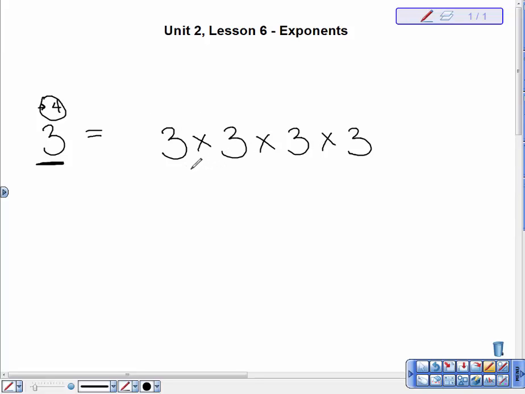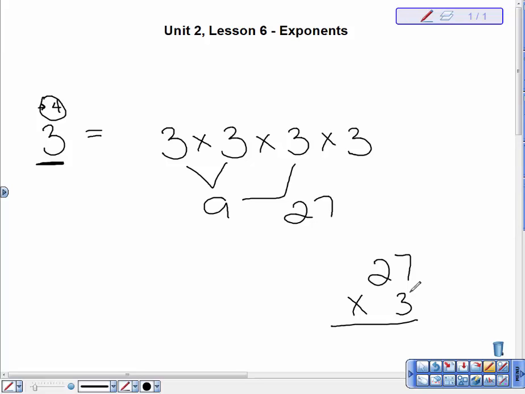I'm just going to multiply them normally. 3 times 3 is 9. 9 times 3 is 27. And then if I do 27 times 3, because we don't do math in our head, that's how we make mistakes. 3 times 7 is 21. Carry the 2. 3 times 2 is 6. Plus 1 is 8. So this equals 81. 3 to the 4th power equals 81.